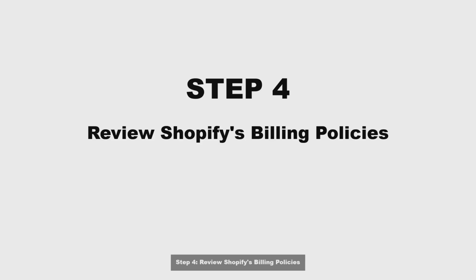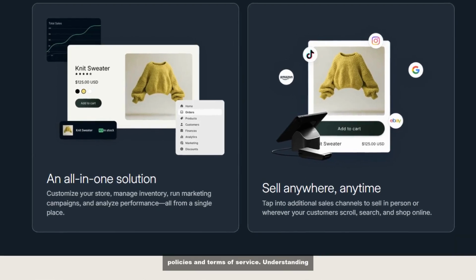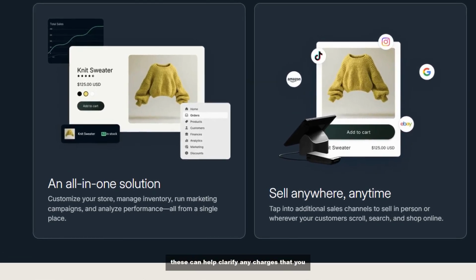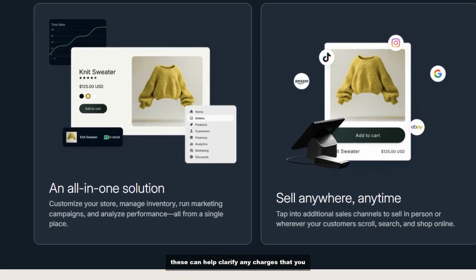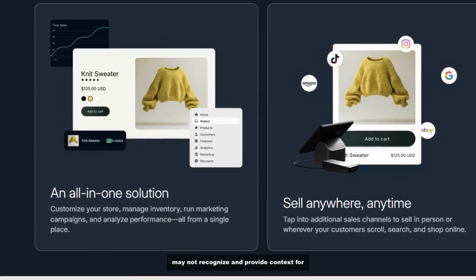Step 4. Review Shopify's billing policies. Familiarize yourself with Shopify's billing policies and terms of service. Understanding these can help clarify any charges that you may not recognize and provide context for your billing issues.